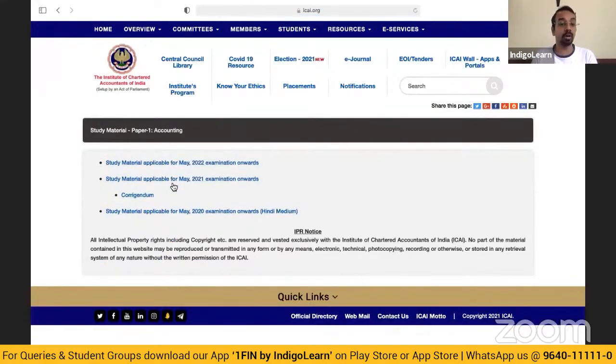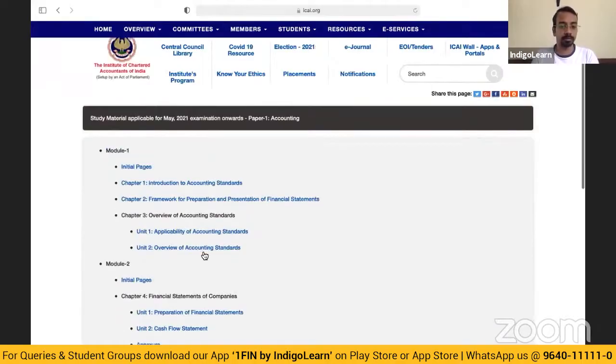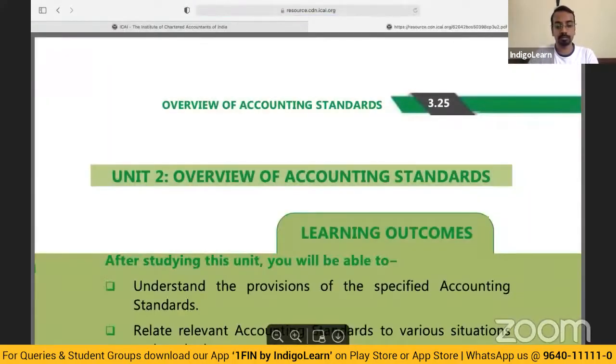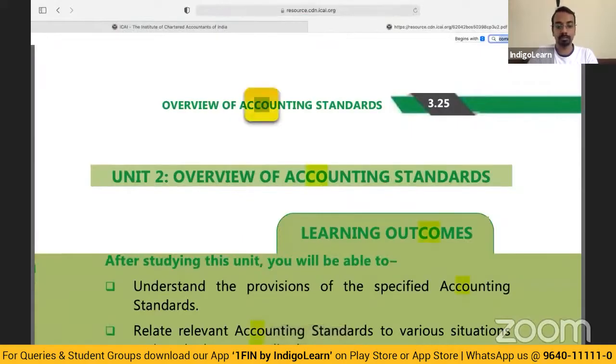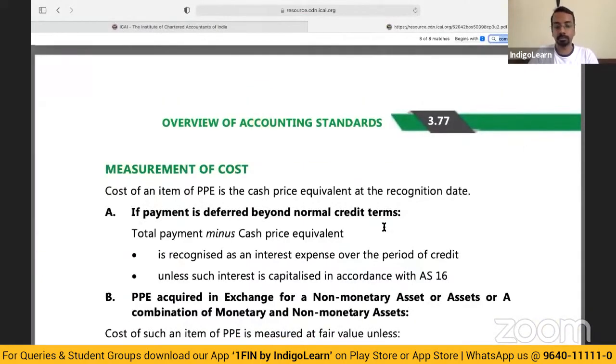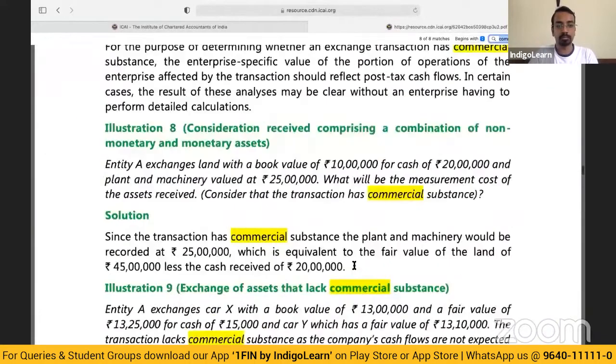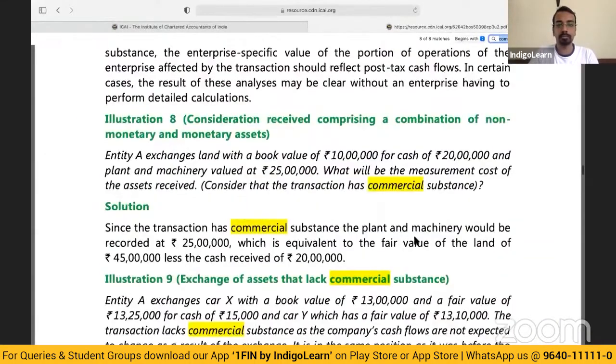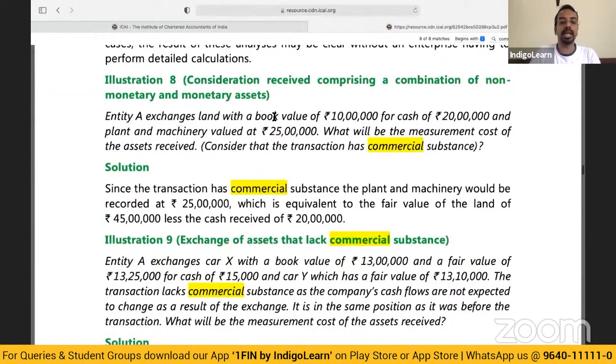I'm opening the study material so that you recall. Remember this question? Entity exchanges land with a book value of 10 lakhs for cash of 20 lakhs and plant and machinery valued at 25 lakhs. What will be the measurement cost of the asset received? For the measurement of asset received, you'll always see what is the asset you have given up. You have given up cash of 20 lakhs and plant and machinery of 25 lakhs.